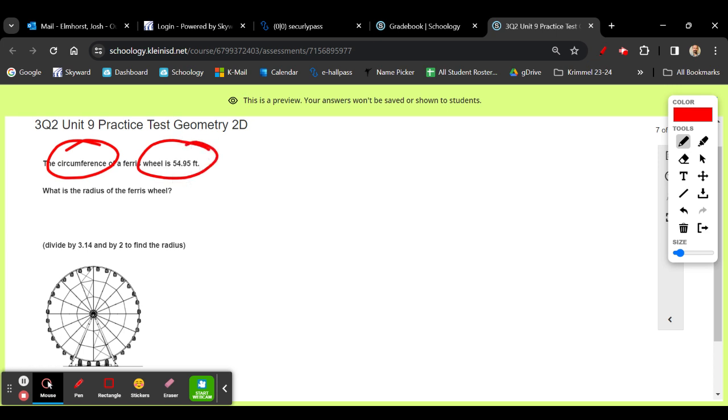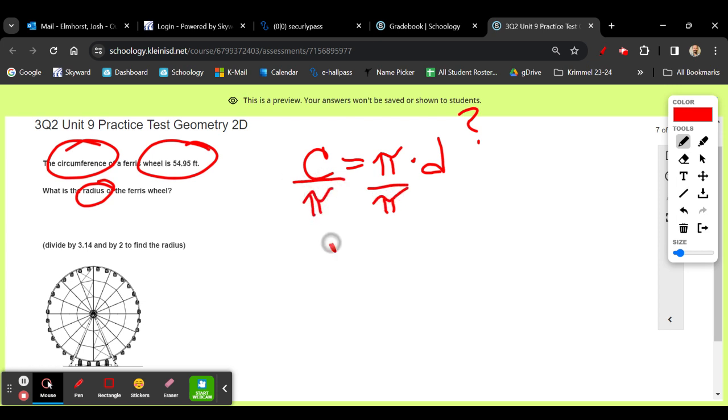Circumference of a circle is given. What is the radius? So circumference is given in two different formulas. Circumference comes from multiplying pi times the diameter. So in order to find the diameter, we're going to divide both sides by pi. So circumference divided by 3.14 is equal to the diameter.